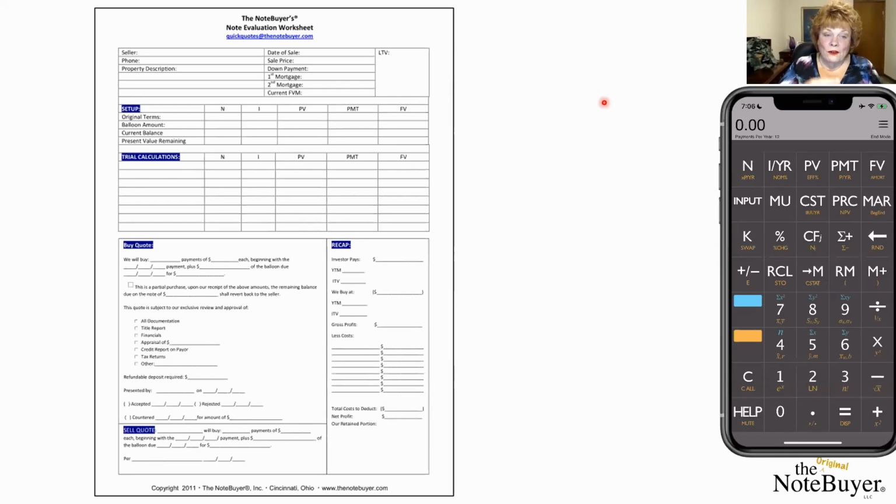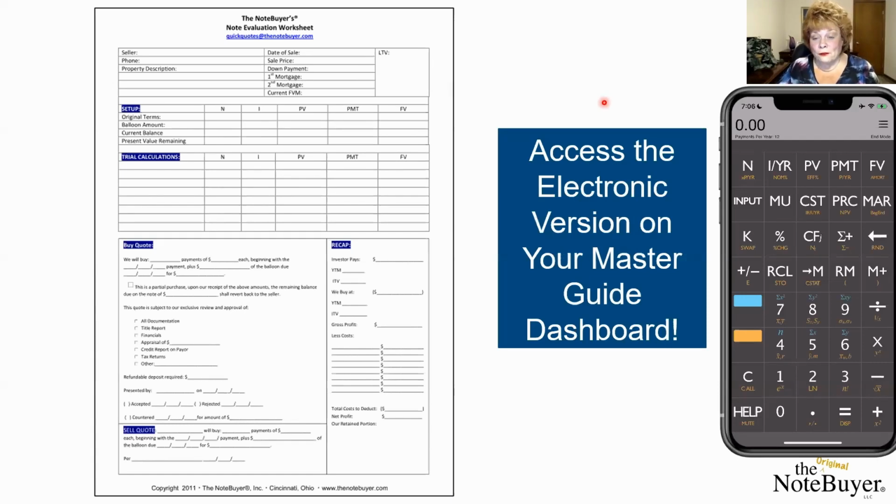Now, this is the note evaluation worksheet that I devised over 30 years ago. But nowadays, we do have the electronic version, thanks to Matthew, and you can access that on your dashboard, which makes it even simpler. I just wanted to show you where this came from. Here you do all your calculations, then you write out what you quote to the note seller, you write out what you sell it for, and then you've got a recap of your profit. So I can go back through old files and just pull out this one sheet, and it tells you the whole rundown of the deal. It is really handy to use.